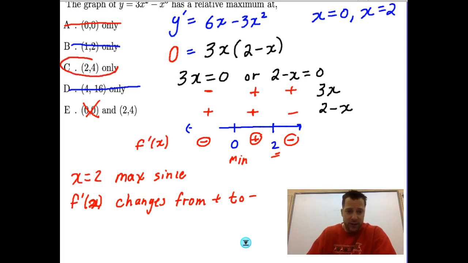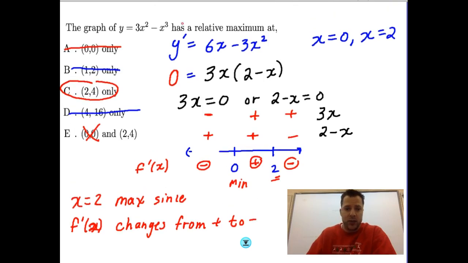Now, if I wanted the y-value of 4, all I have to do is plug 2 back into the original function. So if I went up here and said 3 times 2 squared minus 2 cubed, I get 12 minus 8, which is 4. That's how you get that ordered pair.